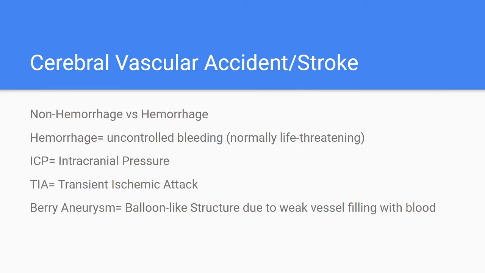So we're going to go over headaches right now. Headaches are a common complaint. You'll run on these calls pretty often, like abdominal pain, chest pain, that kind of stuff. Those are all very common calls.